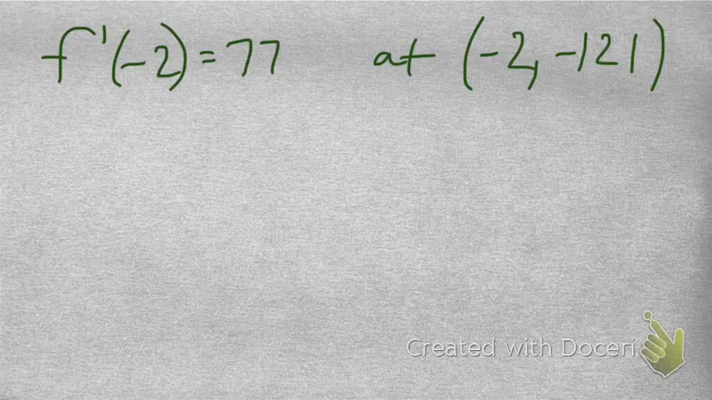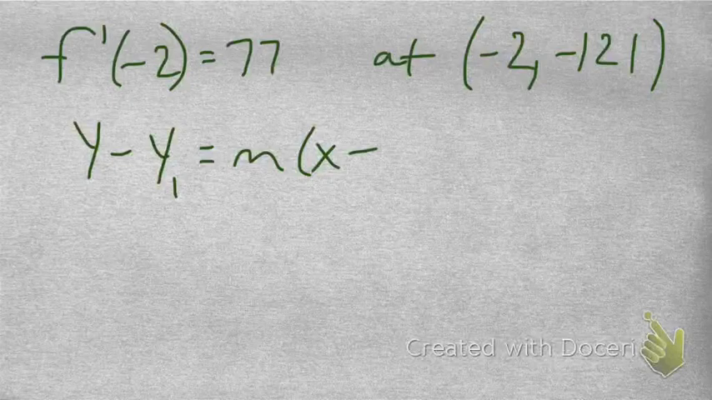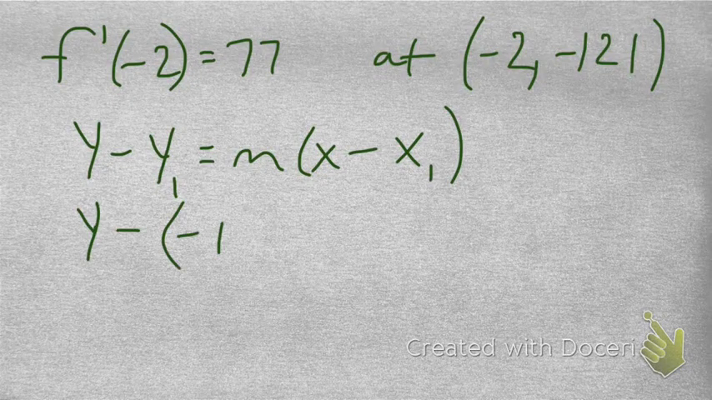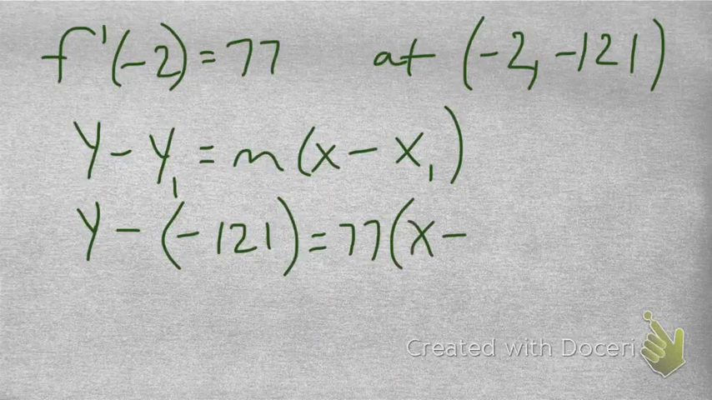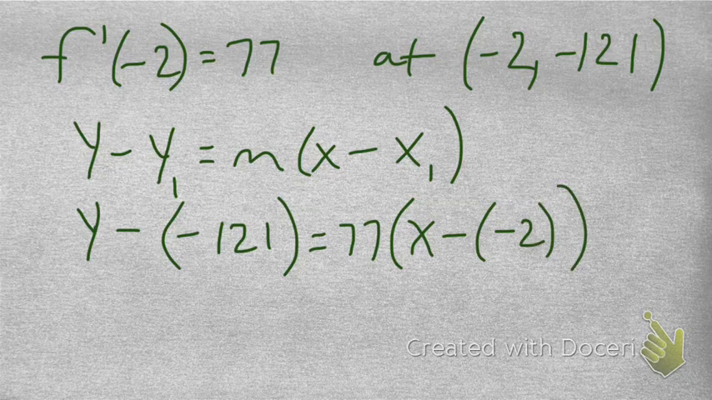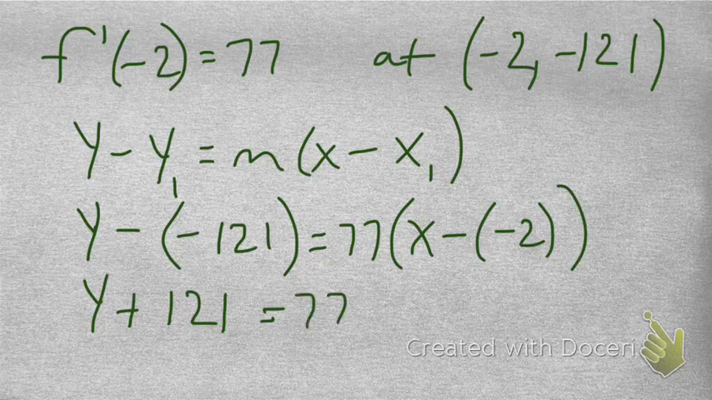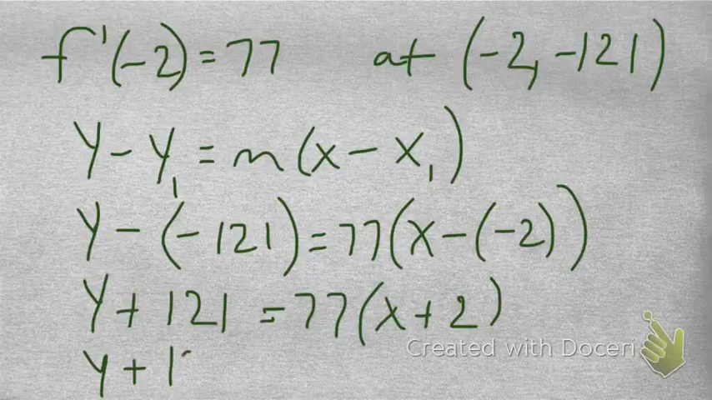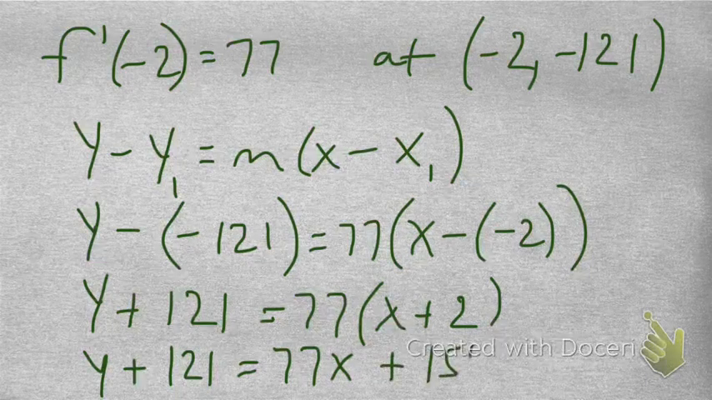Let's use one of our formulas. We could use this one, or we can use y equals mx plus b. So that is y take away negative 121 equal to 77 times x take away negative 2. That double negative turns positive. We have a 77 to distribute. That is 77 times x and 154.